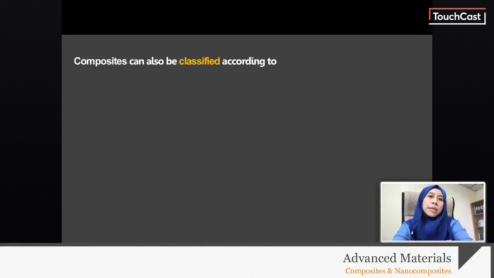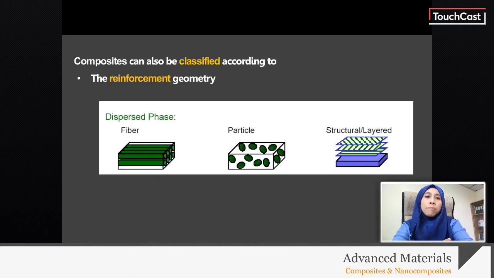Composites can also be classified according to the reinforcement geometry. For example, you could have fibers as the dispersed phase, or particles, or even structured layers.